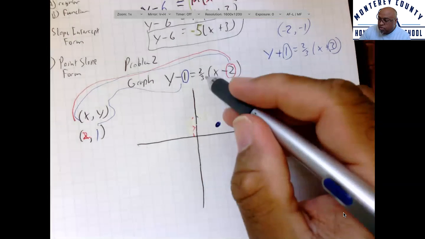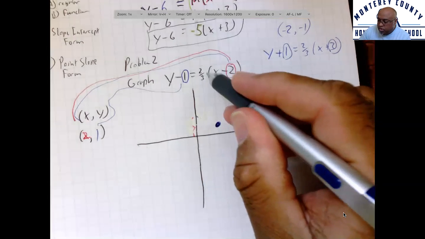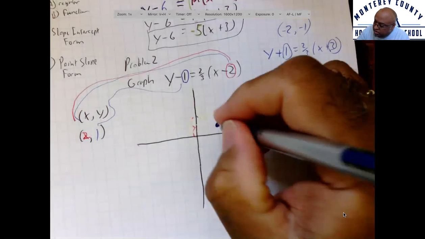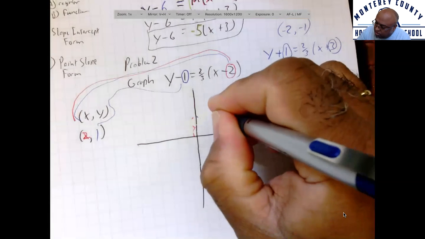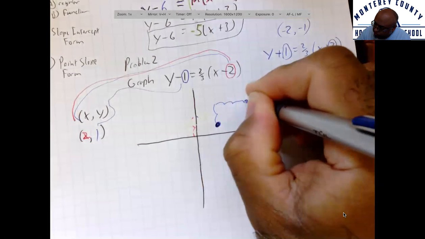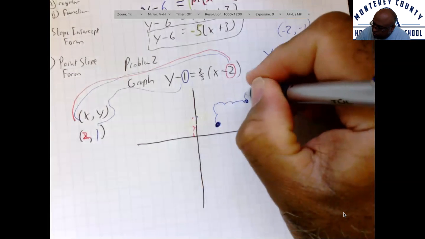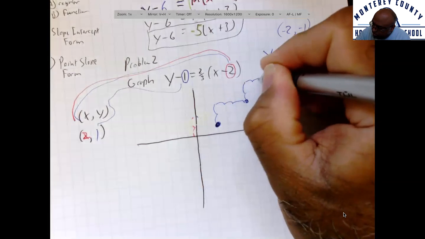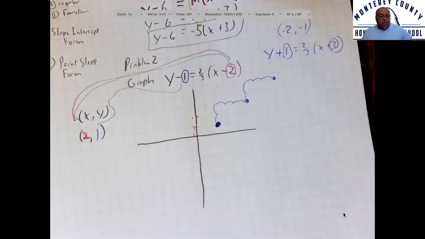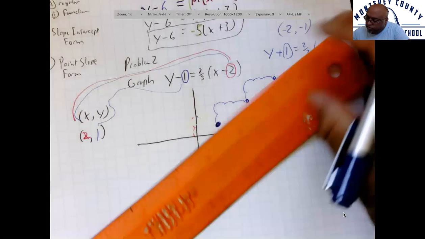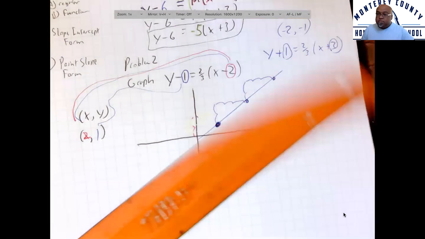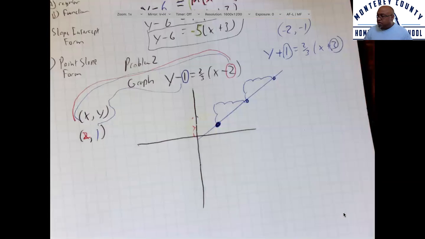So now that I know what the slope is, 2 over 3, then I can use the slope to find my next point. So in that case, I go 2 up and 3 over. Okay, now that I've got a line, I can connect my dots.